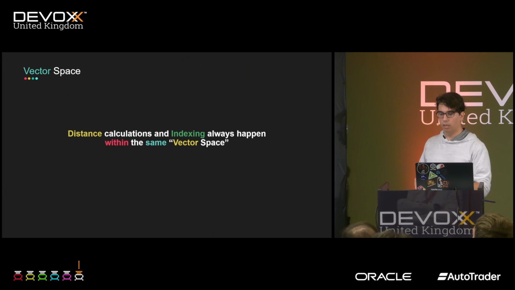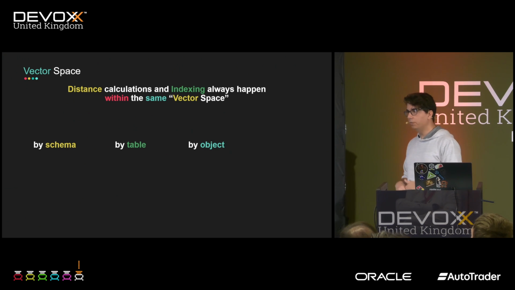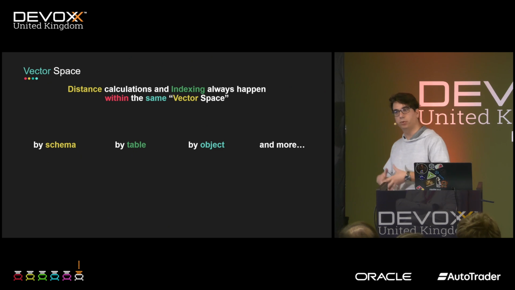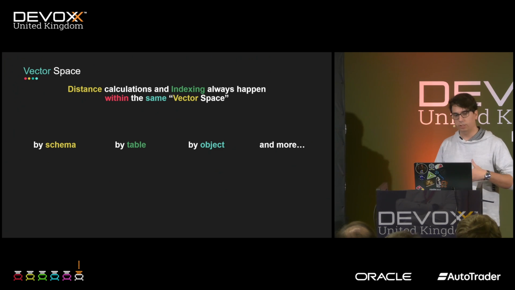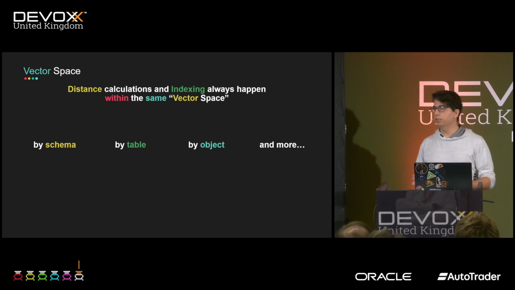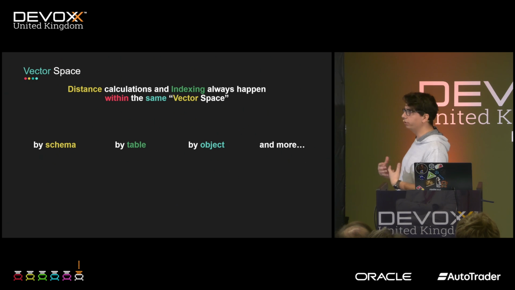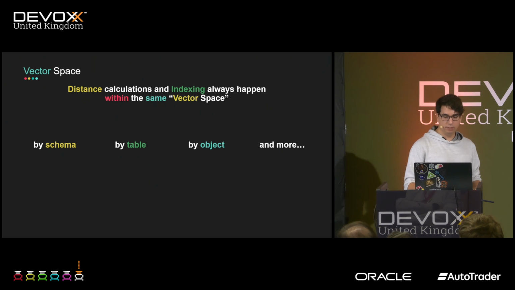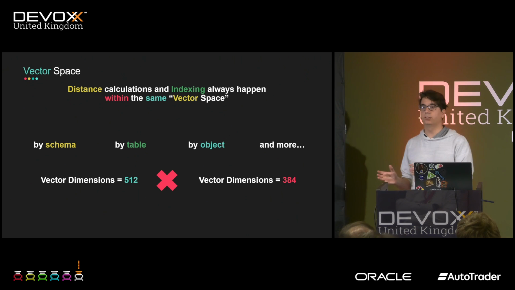So once you create your database and start inserting objects in there, you have to define the vector space you're going to be putting objects in. For example, by schema, or by table, or by object, by JSON. Every database has some way for you to define the vector space it will operate in. And that is really important because of the dimensionality of the vectors.